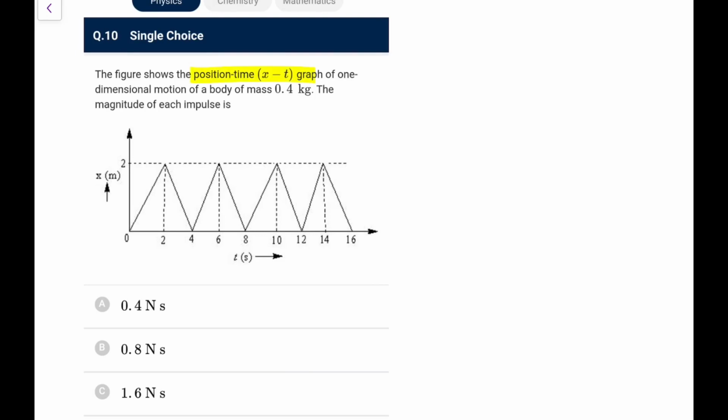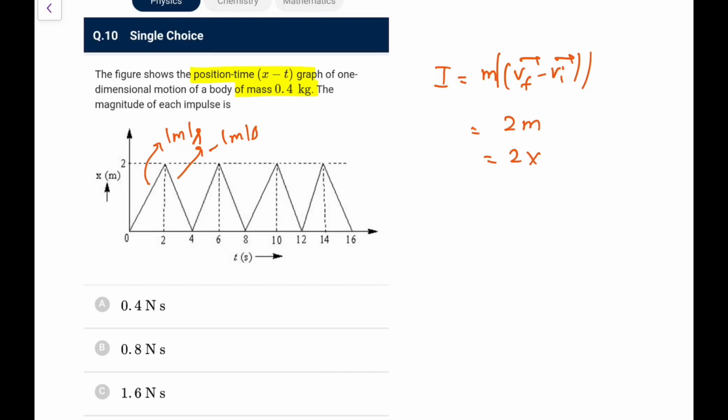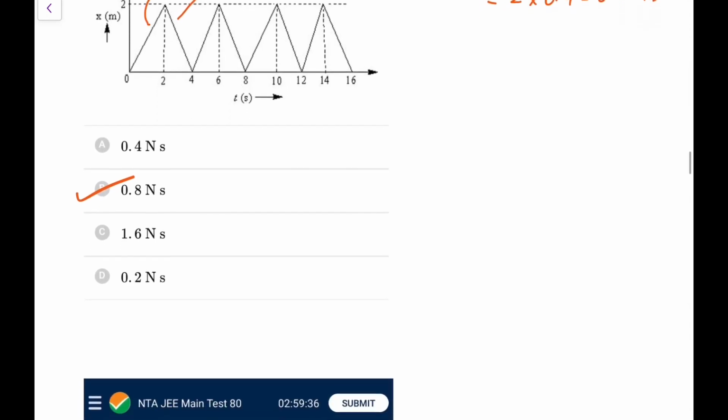Next. The figure depicts the xt graph of 1D motion of a body of 0.4 kg mass. The magnitude of each impulse is, this is again a question asked in some exam previously. Just see, the velocity just before was 1 meter per second and just after it is minus 1 meter per second, from the slope. So impulse, delta p, is m times v final minus v initial. Because both are in opposite directions, it would be 2 times, so it would be 2m. I can make out 2 into 0.4, that is 0.8 Newton second. That is the impulse it receives per collision here. Same here also.